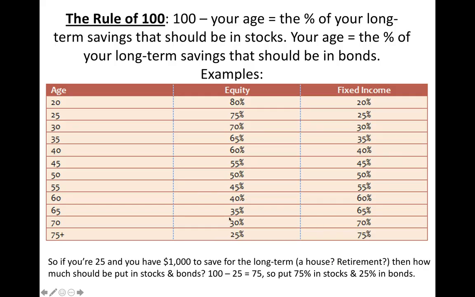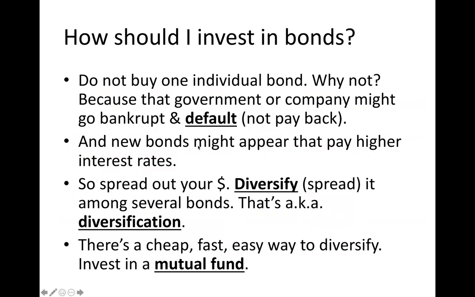And when you're 75, you don't have a lot of time to ride out the ups and downs of the stock market. When you're 20, 25, 30, you have a long time to ride that roller coaster heading upwards. So as you age, you shift your money from stocks to bonds. But when you're young, you want your money mostly in stocks.